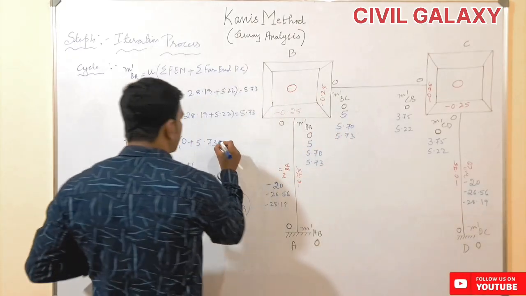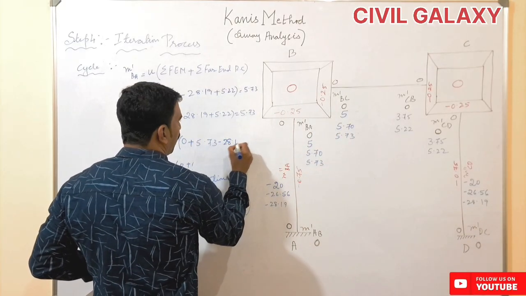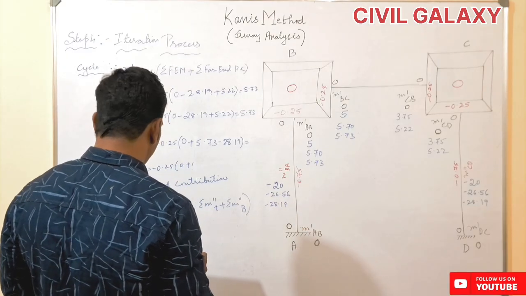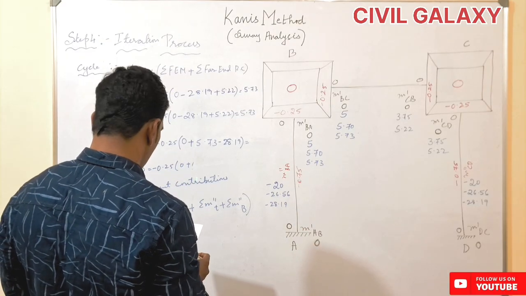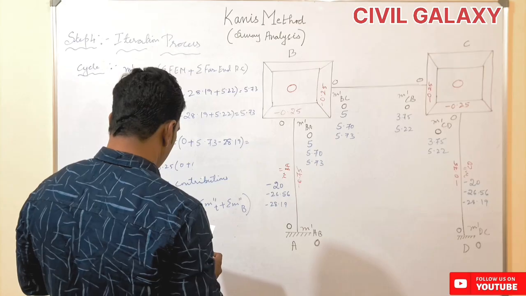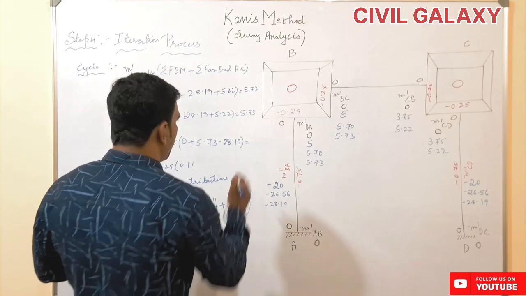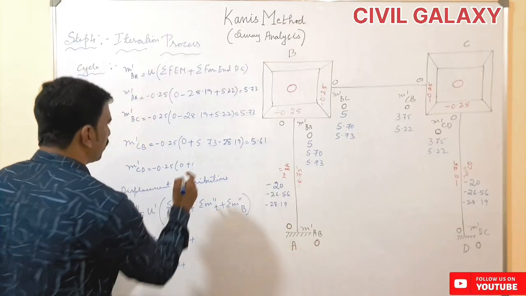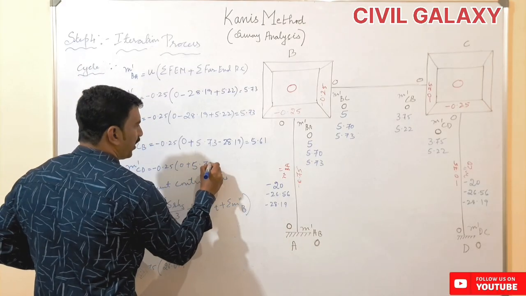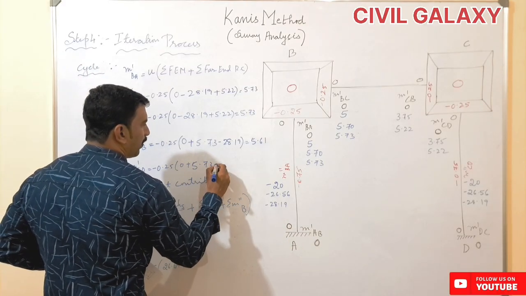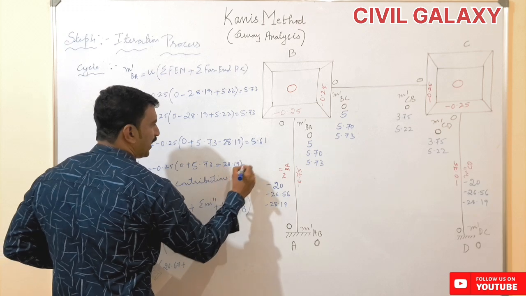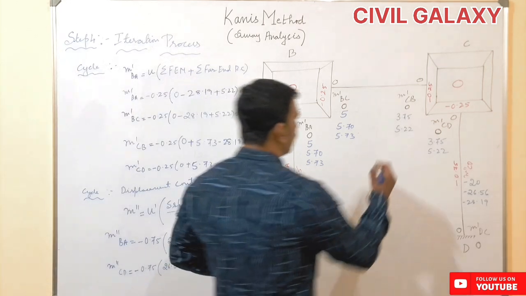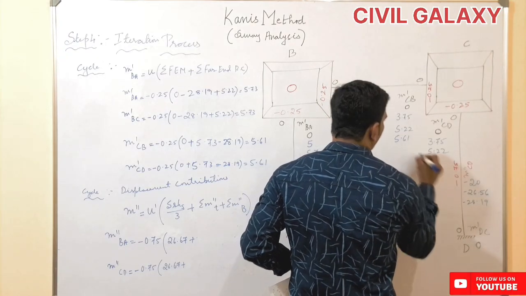So we are having a value of 5.61. Here also it will be same, 5.73 minus 28.19, which will be equal to 5.61. So these two values we will just write over here, 5.61 and 5.61.